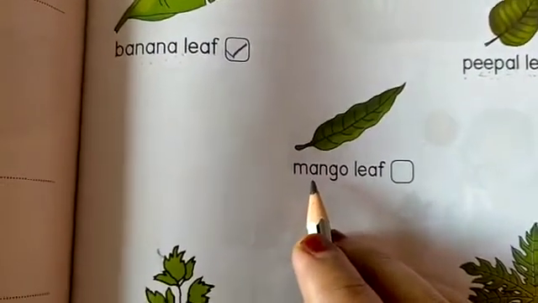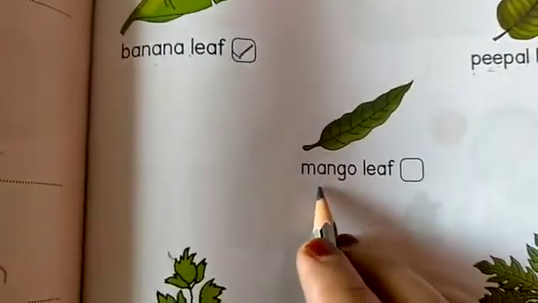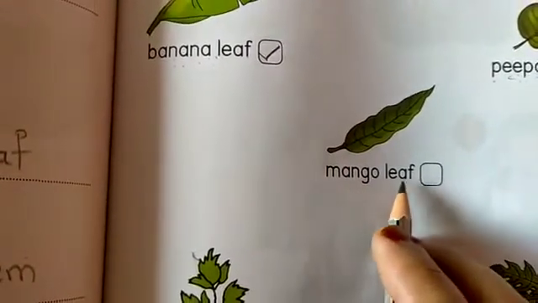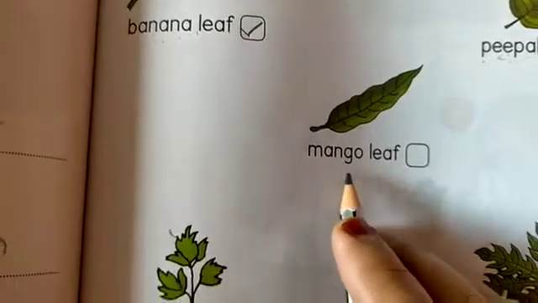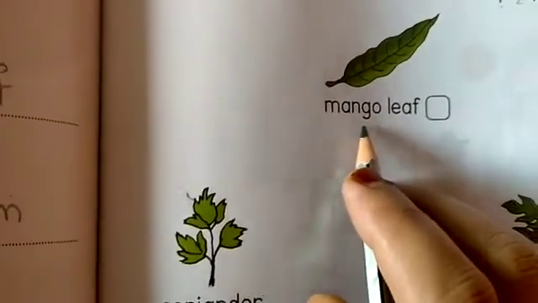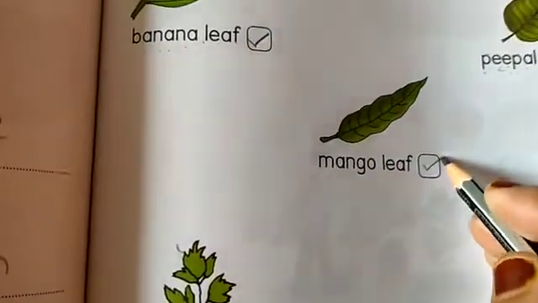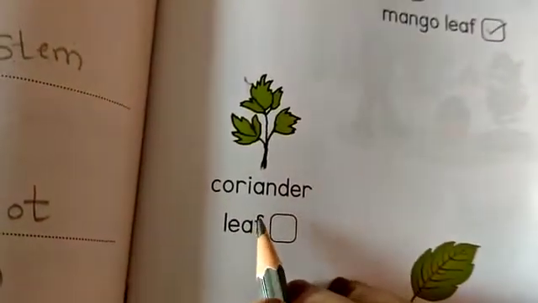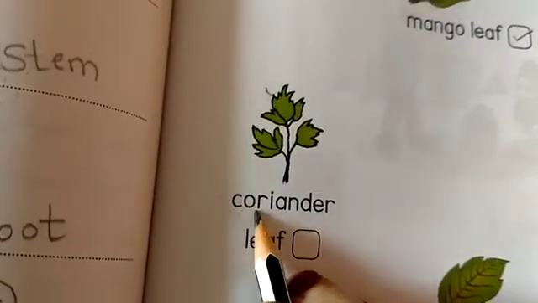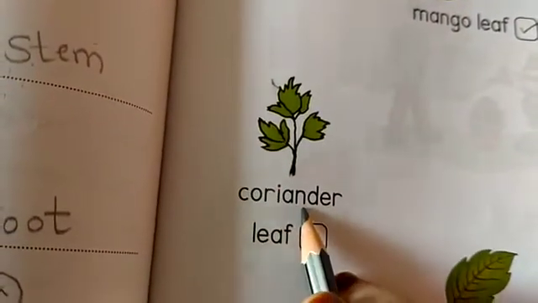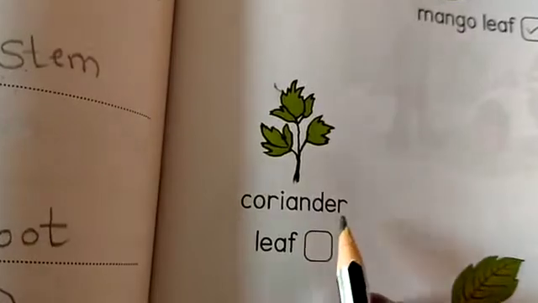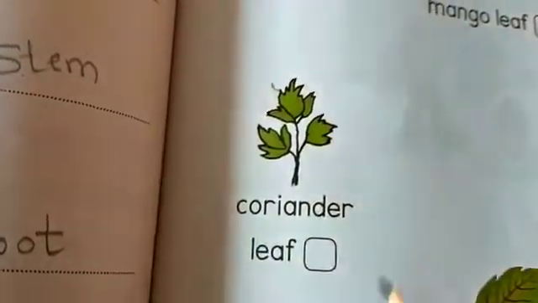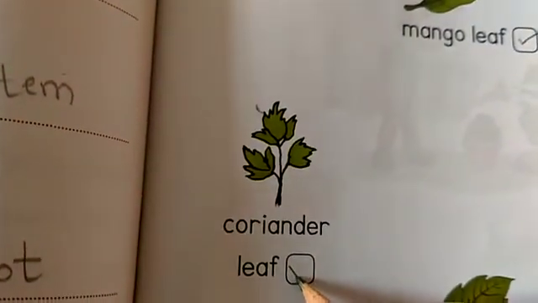Next one is mango leaf. M-A-N-G-O. Mango. L-E-A-F. Leaf. Mango leaf. Children, if you have seen it, then you have to put here right mark, otherwise left as it is. Next one is coriander leaf. C-O-R-I-A-N-D-E-R. Coriander. L-E-A-F. Leaf. Coriander leaf. If you have seen it, then you have to put here right mark.